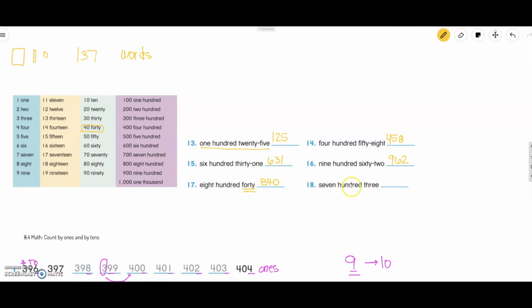18 says 703. We'll be very careful with this one. Don't let it trick you. 703. There's a place value that's not there, so you're going to need a 0 somewhere. Try it. I'll give you a couple seconds. So you should have put 703. So there should be a 0 in the 10 spot and a 3 in the ones, because 3 is a single digit number. Okay, so I had you do this with me.